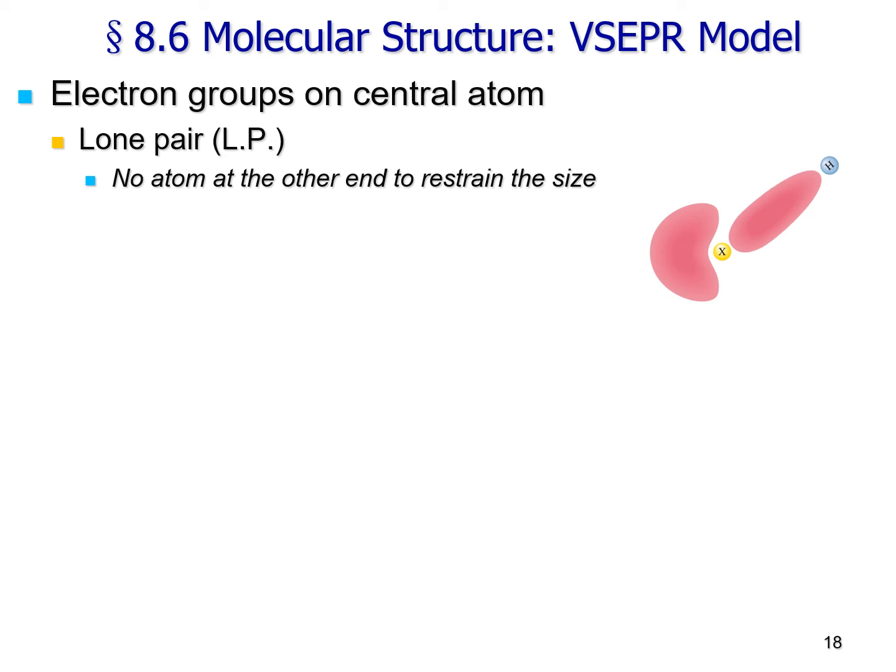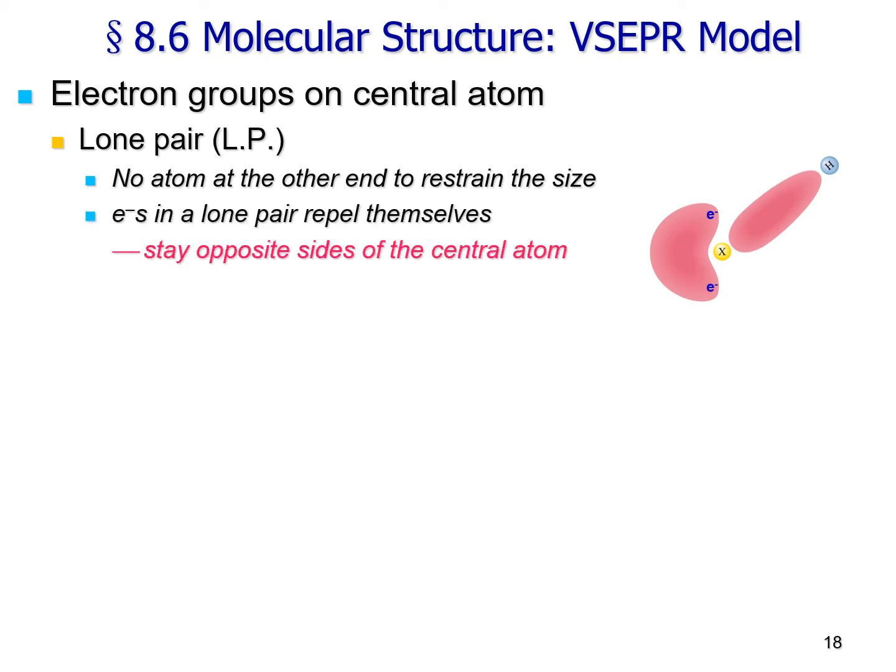Remember, this is a pair of electrons that we assign 2 electrons to. They have negative charges, so for both, same type of charge, repulsion. So those 2 electrons in the lone pair will stay as far from each other as possible because of repulsion. The best way for them to stay is at the opposite side of the central atom. That is the reason why they're going to occupy the most space around the central atom.